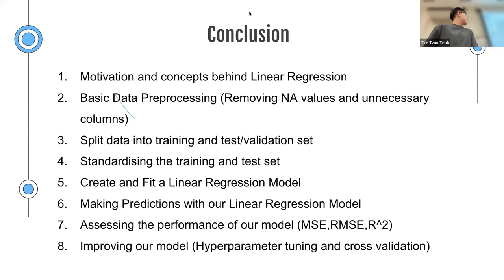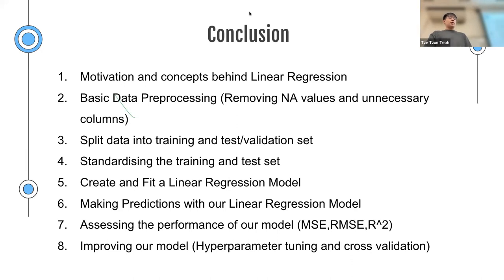The third thing that we did is to split our data into training and test sets. It's important to split so that we don't fit the model fully on the entire data set we have. We leave our test set to see how well our model actually performs. The fourth thing that we did is to standardize our training and test sets. Then we create and fit a linear regression model and we make predictions with our model.